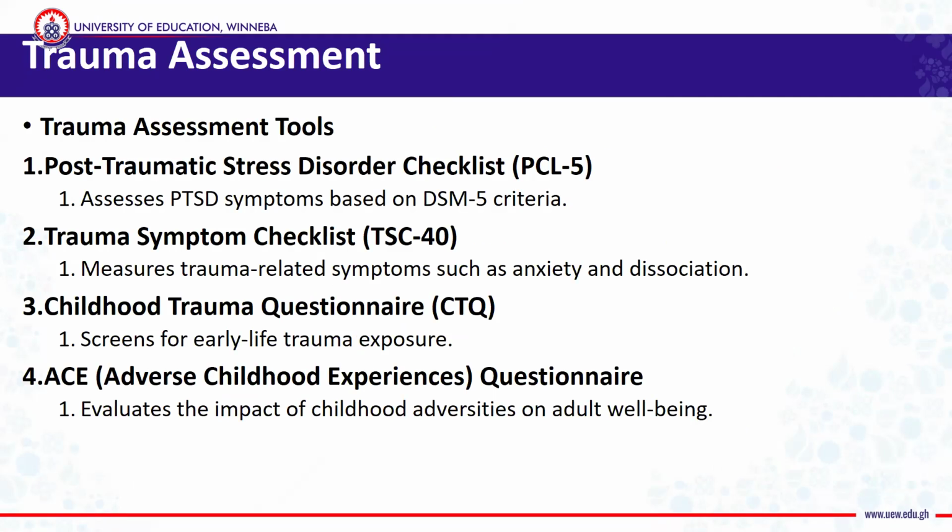So how do we assess this? We have the Post-Traumatic Stress Disorder Checklist, PCL-5. It assesses PTSD symptoms based on the DSM-5 criteria. We have the Trauma Symptom Checklist, which measures trauma-related symptoms such as anxiety and dissociation, and the Childhood Trauma Questionnaire. Remember, not all of us are the same in terms of age, so the age of the individual determines the kind of tool you present to the person. And we have the ACE, Adverse Childhood Experiences, things that you went through as a child when you were growing.